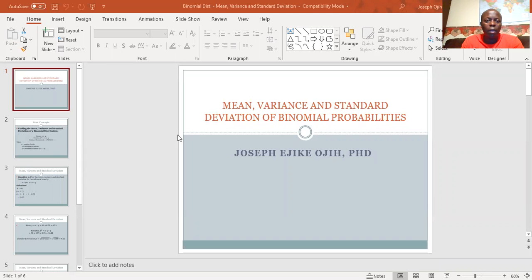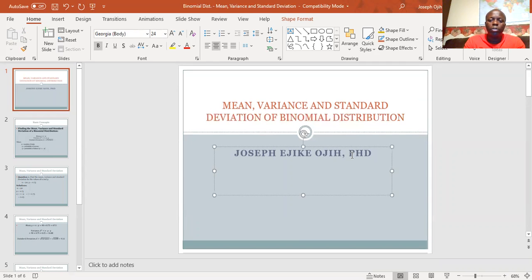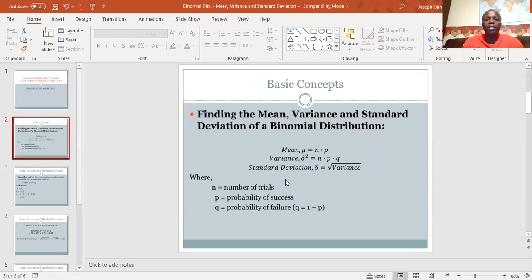Now I hope you can see my screen. The mean, variance, and standard deviation of binomial probabilities. I will change it to binomial distribution. Now the formula is this. For the mean, we use the symbol mu, n times p. And for the variance, which we use the symbol sigma squared, is n times p times q.